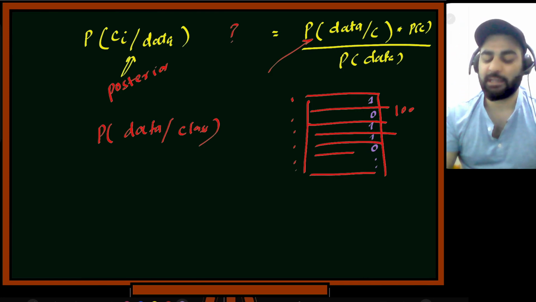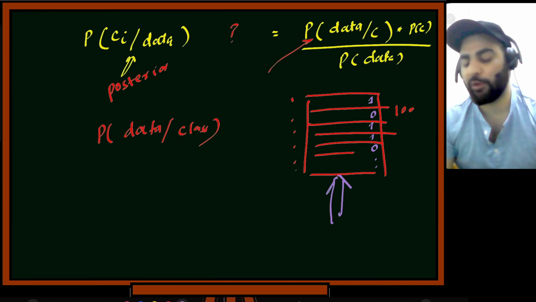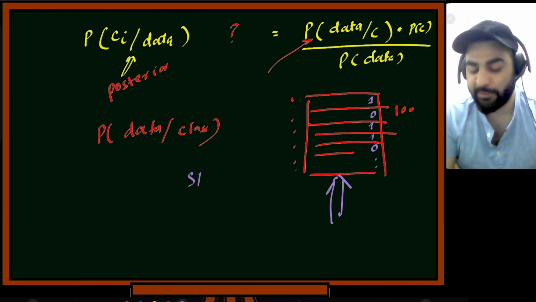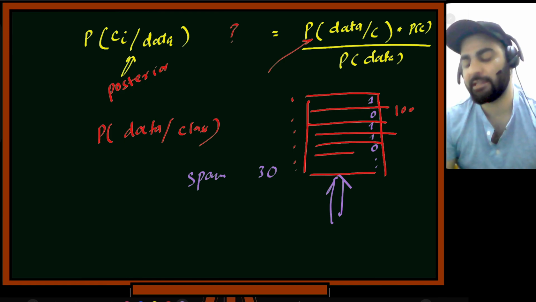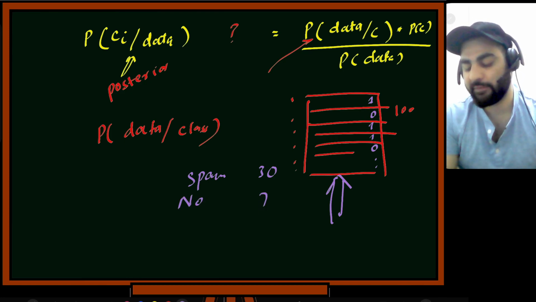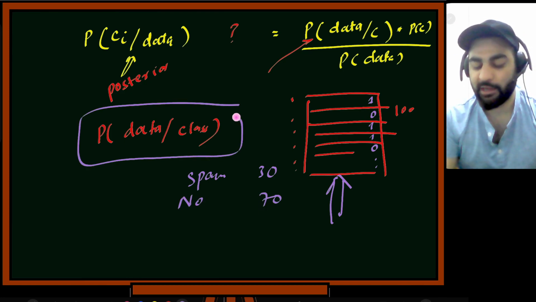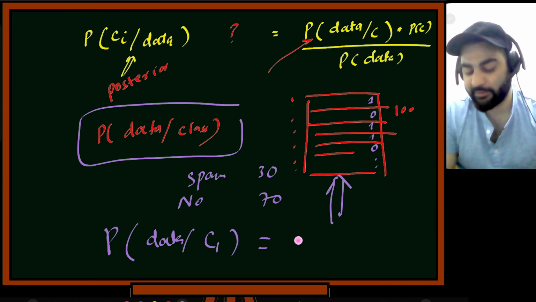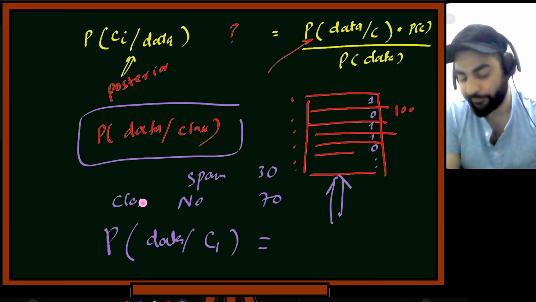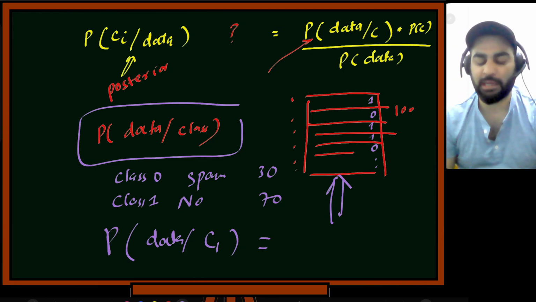So you can see that the probability given this data and given class 1 is easy to compute. You can use frequency counts. Let's suppose we have 30 spam emails, and 70 no spam emails. So you can see that this is now easy. The probability, given the whole data that we have, of class 1 is 0.7. We'll call this class 1 and this our class 0. So class 0 means spam, class 1 means no spam.